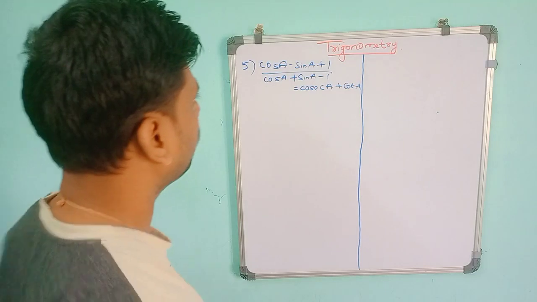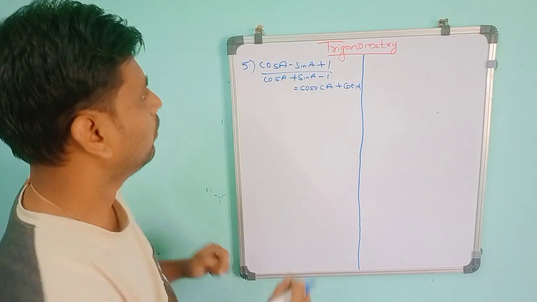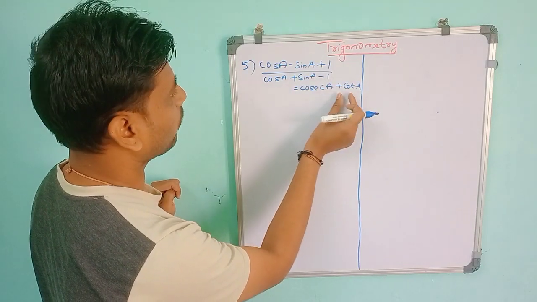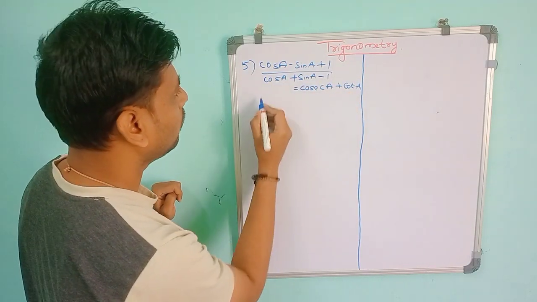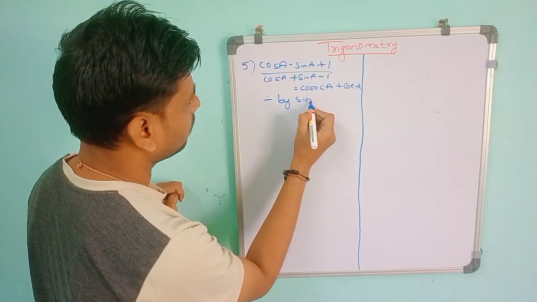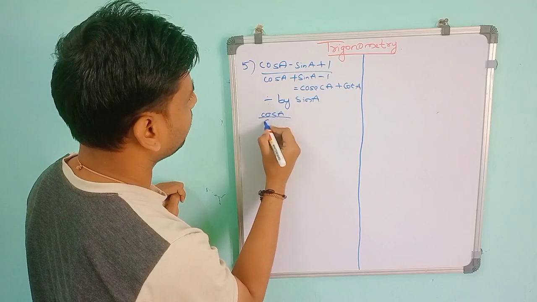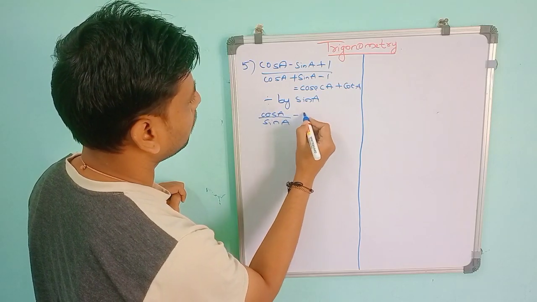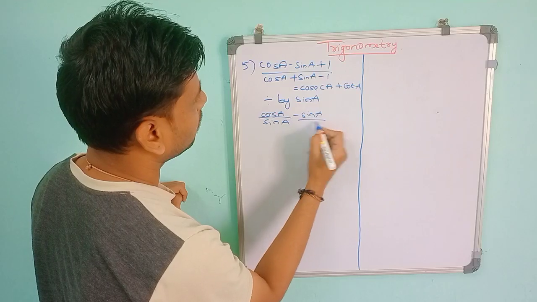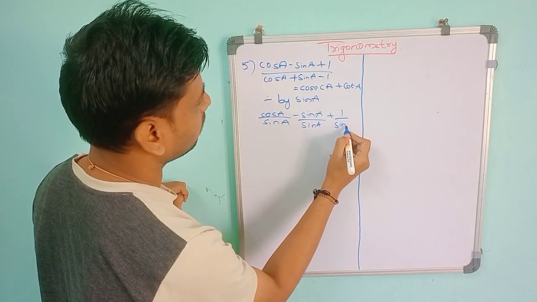So for this one, first we want cot A. It is in the form of cos and sin, so we divide by sin, because we will get the cot. Cos divided by sin is nothing but cot. So divided by sin A, it will be cos A minus sin A plus 1, divided by sin A.